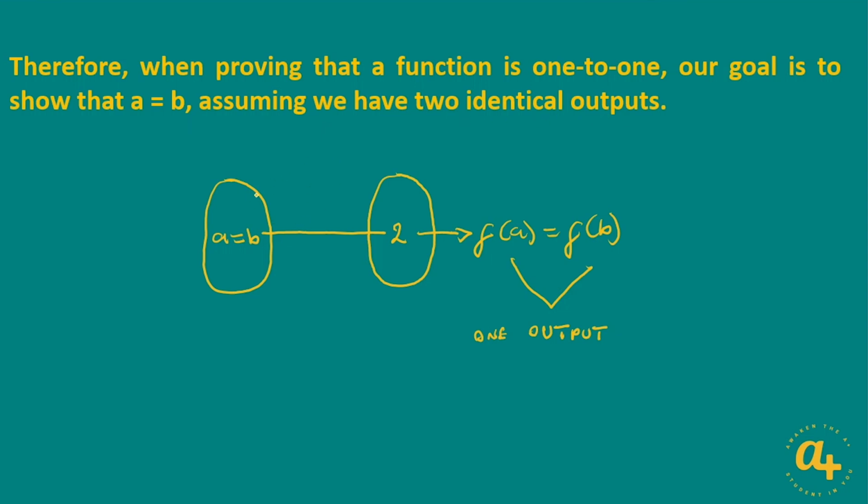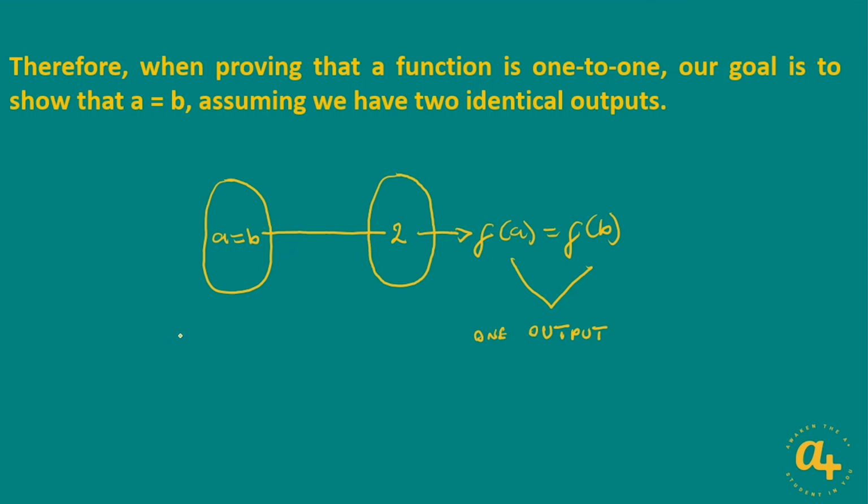And if we look at the arrow diagram here below, it highlights the importance of showing that A equals B when proving that a function producing two identical outputs is one-to-one. When we show that A equals B, it means that we have one input in the domain. And because our two outputs are equal to each other, they are also one output. Therefore, it becomes easy for us to map exactly one input in the domain to exactly one output in the range, hence proving that this function is one-to-one.